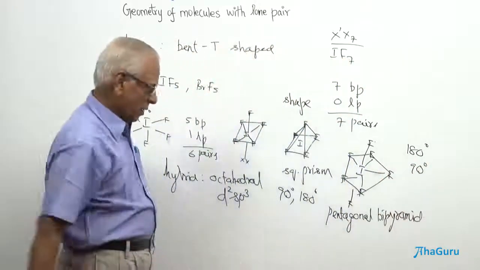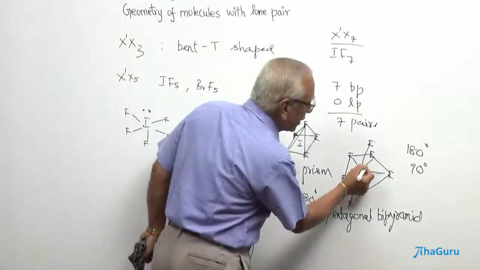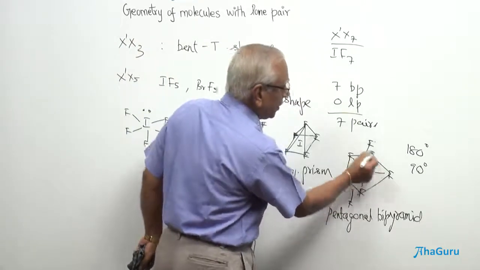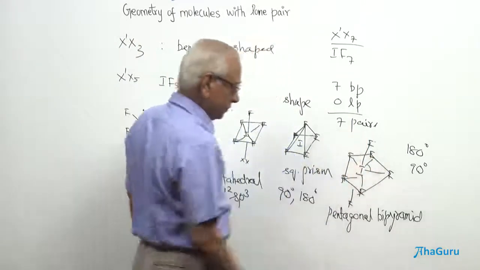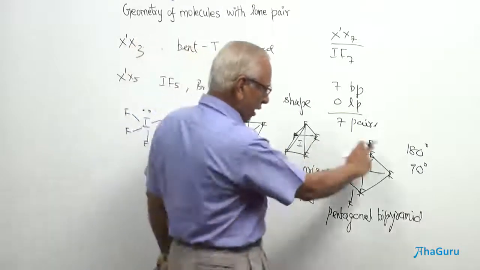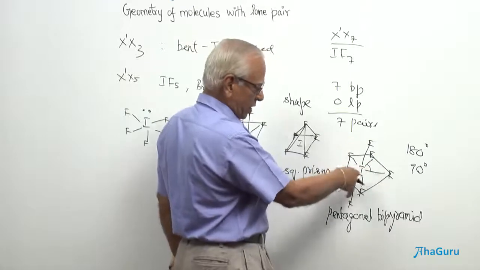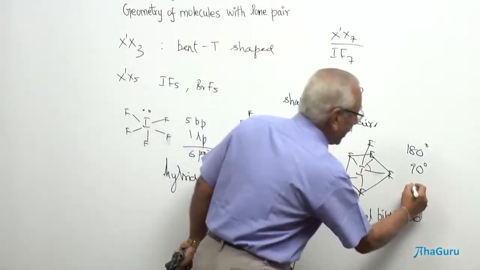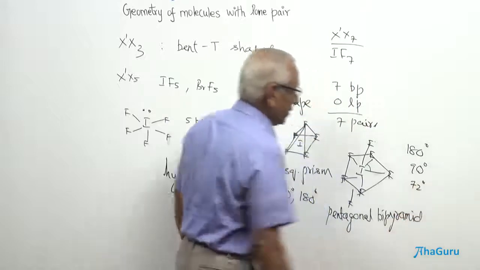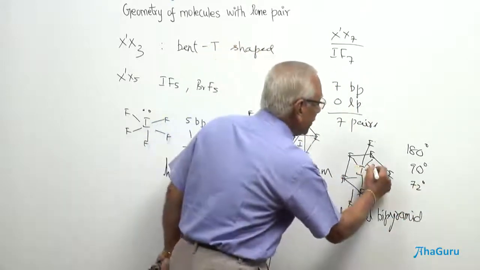What should be the bond angle between the adjacent fluorine atoms along the plane? So, how many atoms are there here? 5 atoms. What should be the total angle? 360. Therefore, 360 divided by 5 should give you 72 degrees. This is going to be 72.